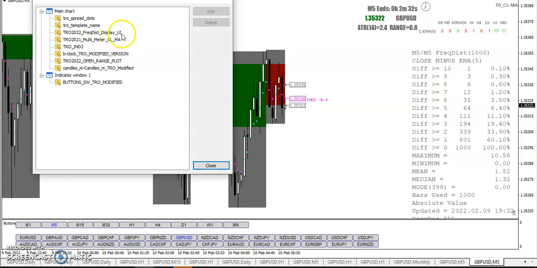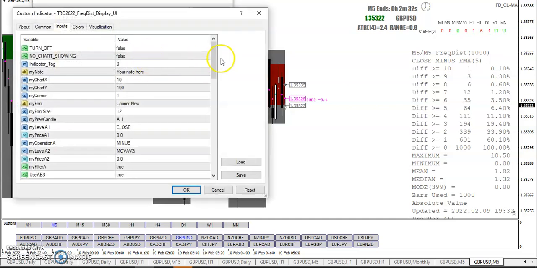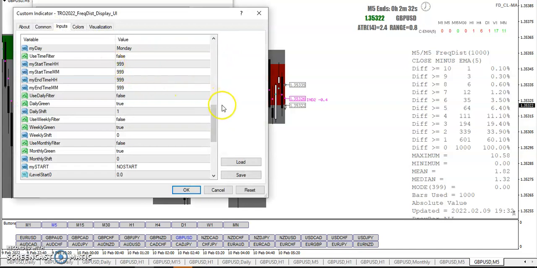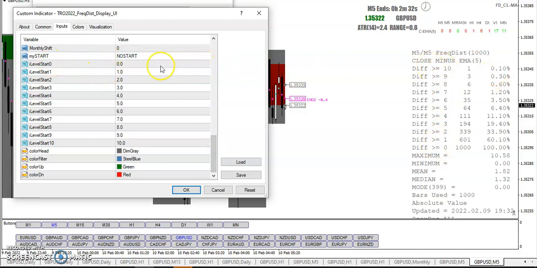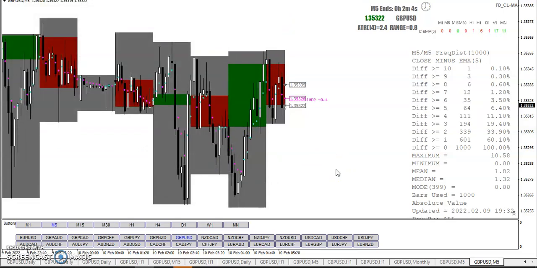And UI means user input, and that means you can change these levels. So if you want to do it on a monthly, instead of doing 0 to 10, you might do 0 to 1,000, or you might step it by 50s. So before I had it fixed, but then I changed it to user input. So I think that's all the questions.